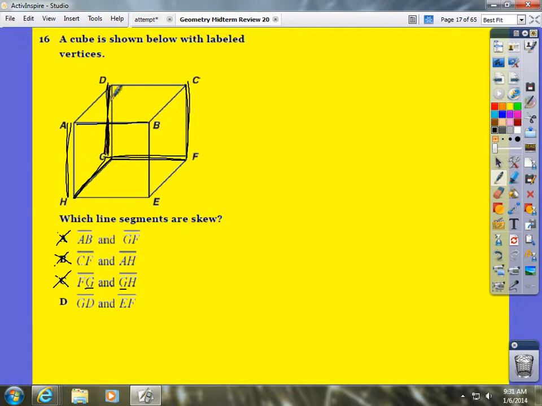and EF are two lines that are not parallel. Obviously they're not facing the same way. This one's going this way, this one's going this way, and they will never touch because they're not even in the same planes. So that one is obviously the right answer.